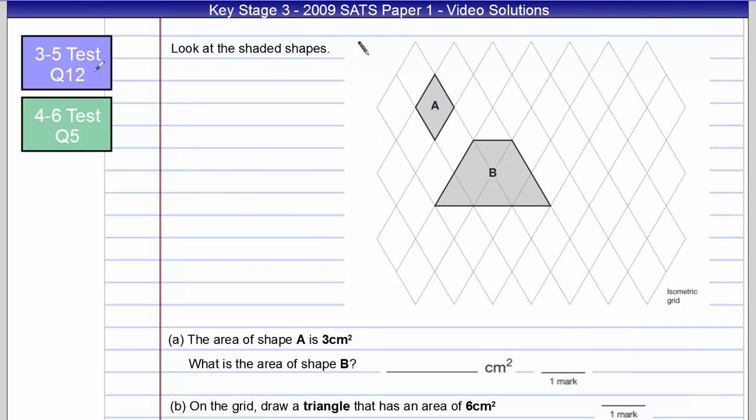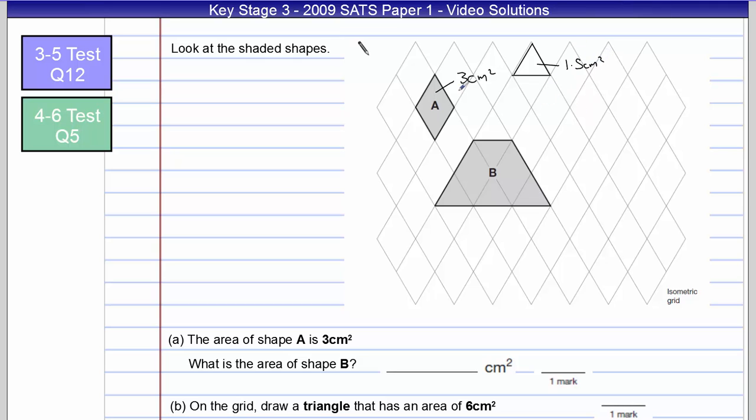Question 12 on the 3 to 5 test, question 5 on the 4 to 6 test. Look at these shaded shapes. So we've got A and B here. The area of shape A is 3 centimeters squared. What is the area of shape B? Well, that's telling us that this diamond is worth 3 centimeters squared. It's also telling us if we had one of the triangles, that this triangle would be half of that, which is 1.5 centimeters squared.